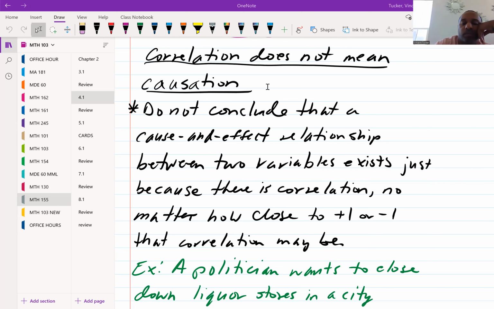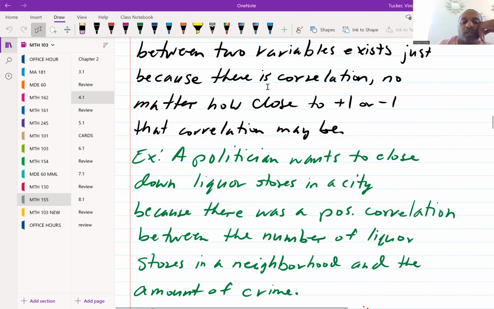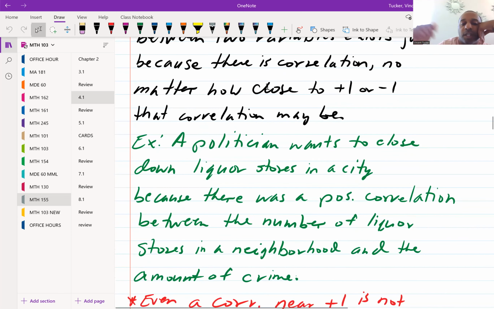All right. So talking about an example that relates to what we just mentioned in black: a politician wants to close down liquor stores in the city because there was a positive correlation between the number of liquor stores in the neighborhood and the amount of crime. And so we have a statement that there's a rebuttal to that. Just want to make sure everybody's done with the black before we move on.